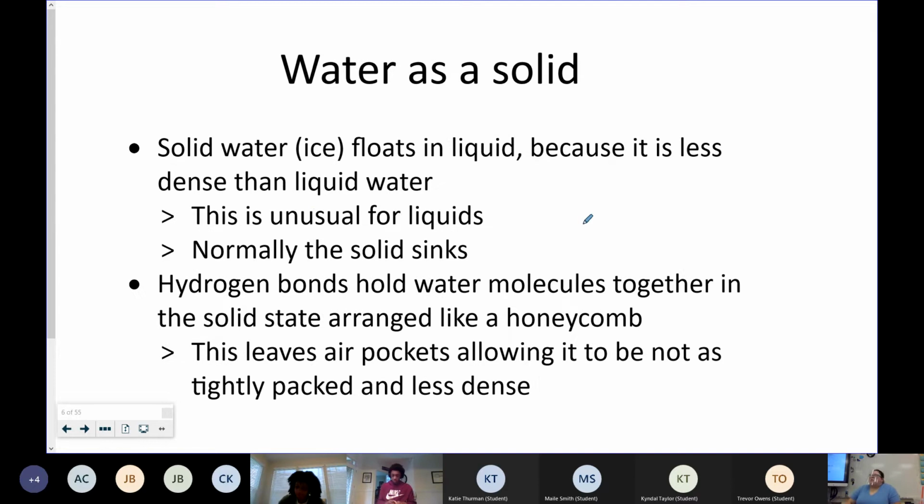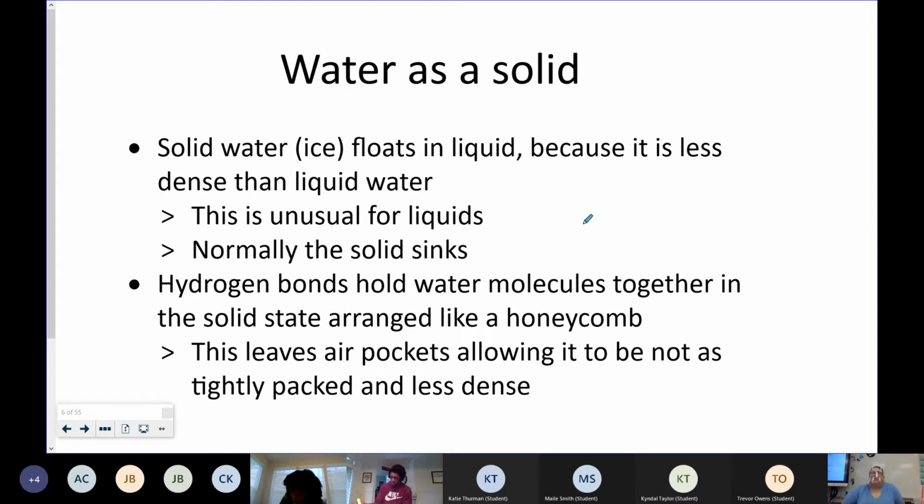All right, so that was kind of looking at properties of water as a liquid. There are also special properties of water whenever it is frozen, so as a solid or ice. One of the most common ones that people know about is solid water, ice, floats in liquid water because it's less dense than the liquid water.